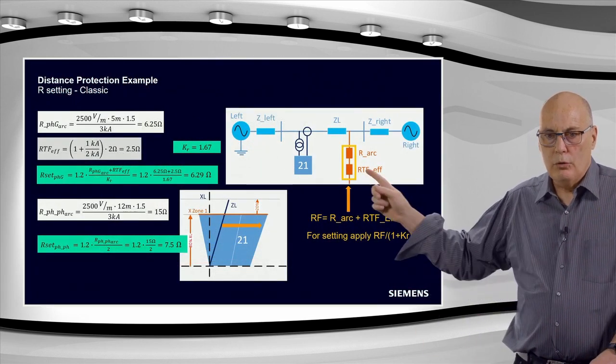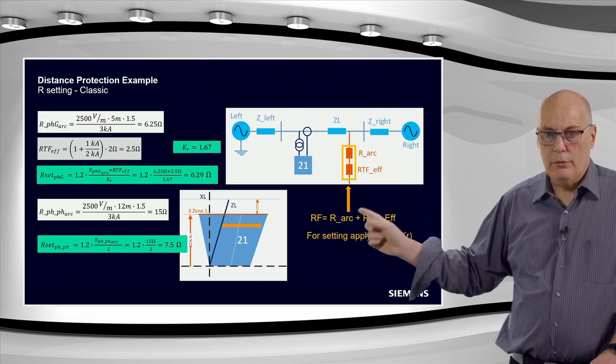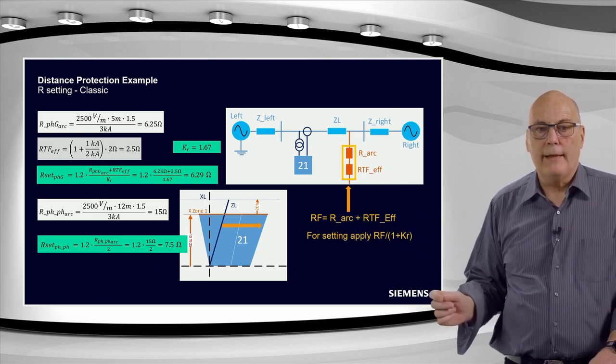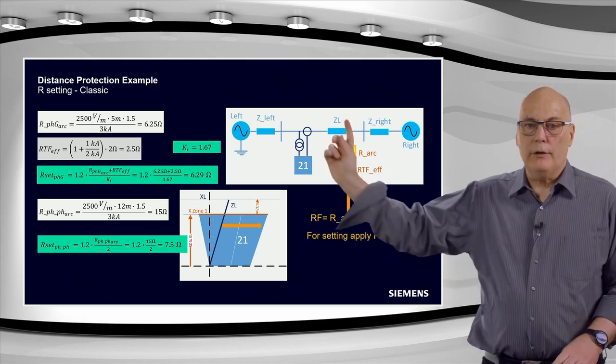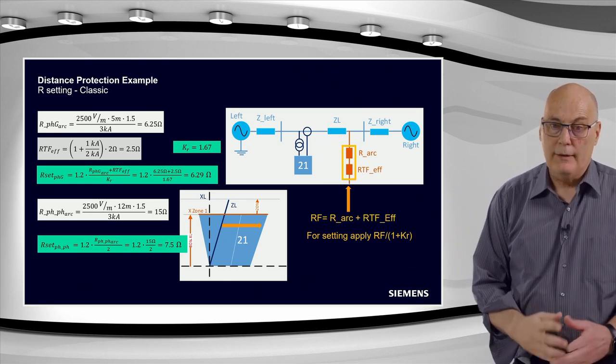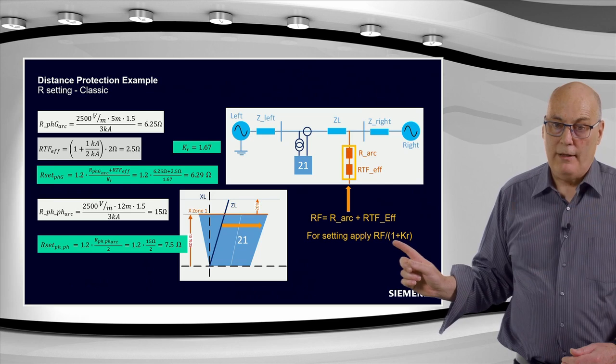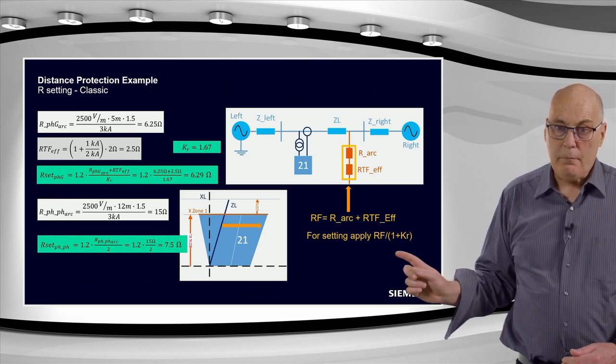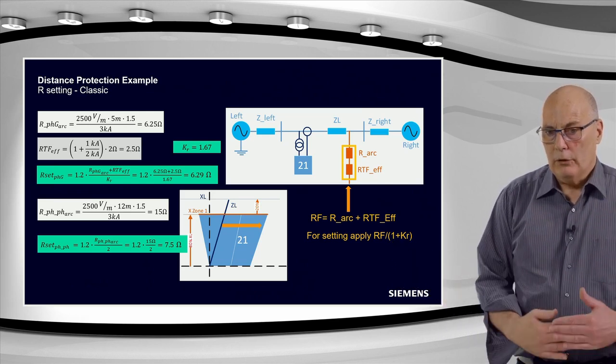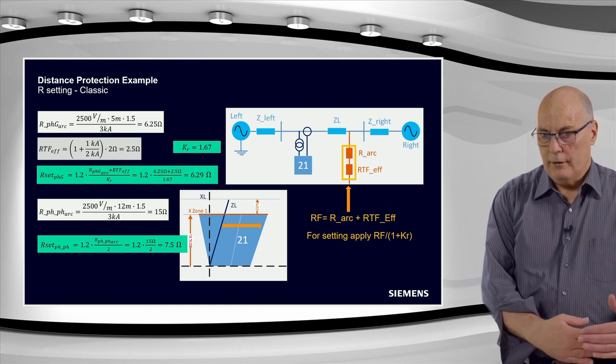Then to set it, we would sum those two to get the fault resistance, and then again it's important to check if we are using a classic distance protection as we are doing here for the ground faults. In the classic, the RF is divided by this factor 1 plus KR. Why is that done? I'm not going to go through it in detail now. I think we did that in the previous presentation.